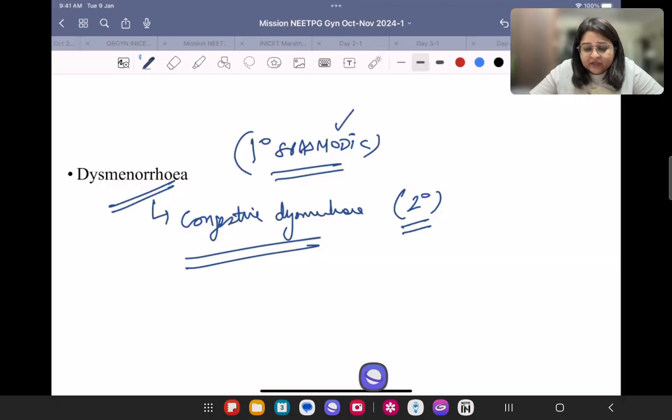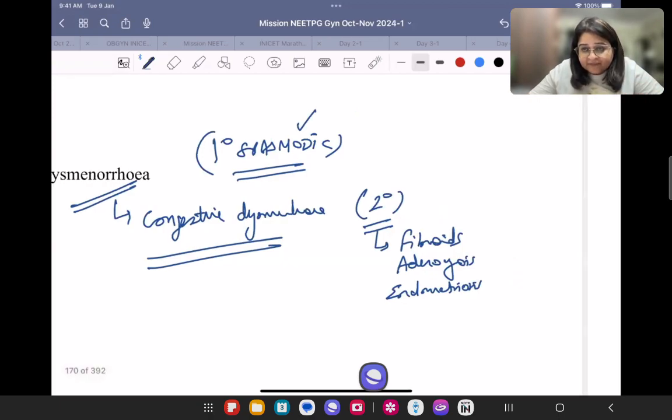Okay, and this is one which begins a few hours before the periods and settles within a few hours once the periods begin. But congestive dysmenorrhea is secondary to a pathology like fibroids, like adenomyosis, like endometriosis. Okay, so there will be a pathology here.